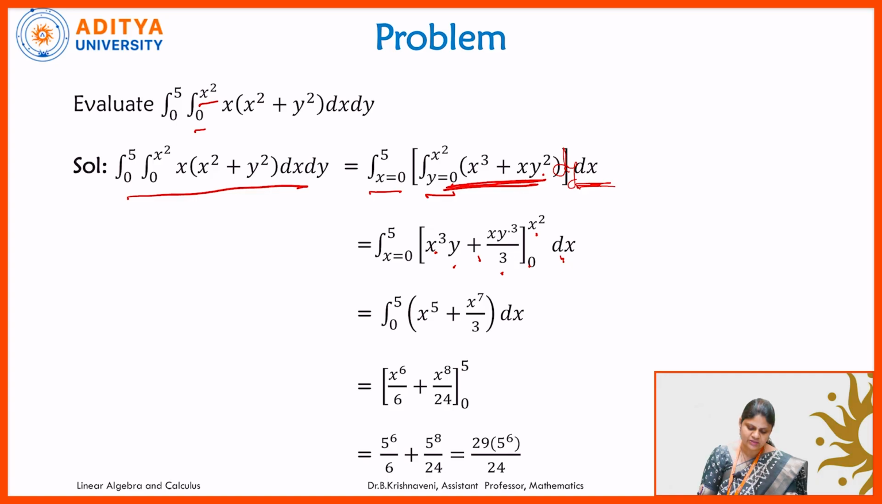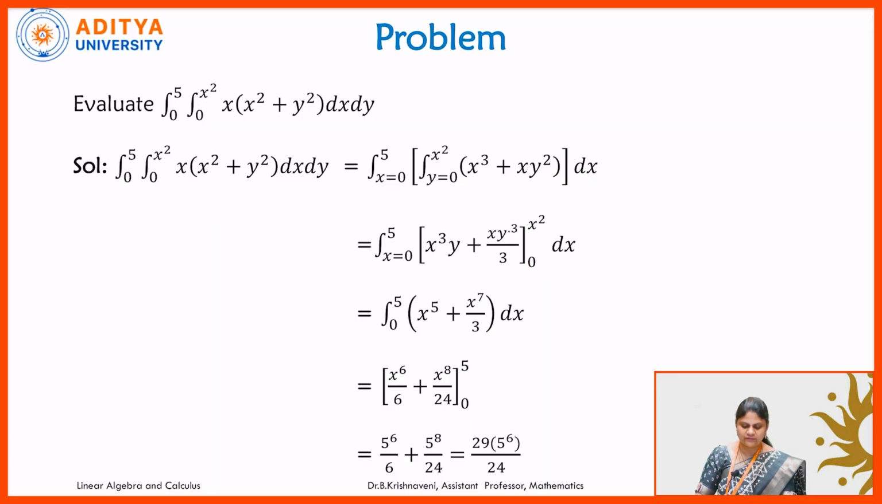Substituting the upper limit y = x², x³ times x² is x⁵, plus x times (x²)², that is x to the power 6, so which gives x⁷/3. Now integrate with respect to x: x⁵ integrates to x⁶/6, plus x⁷ integrates to x⁸/8, and 8 into 3 is 24. Here only the upper limit matters, the lower limit is 0.